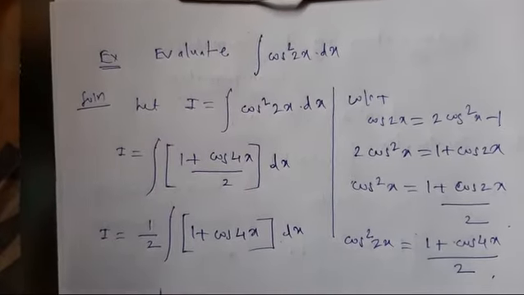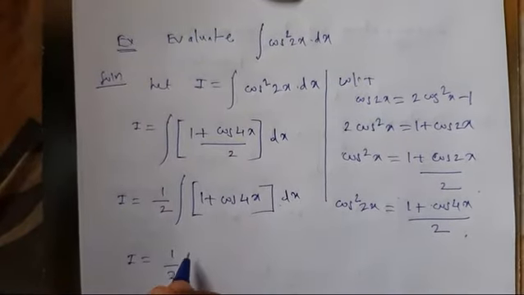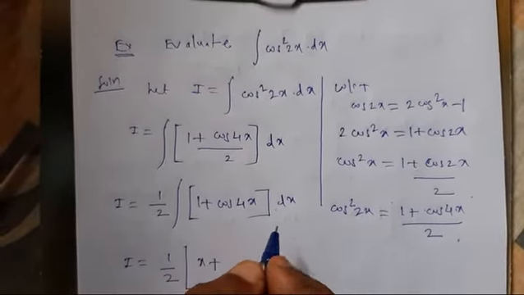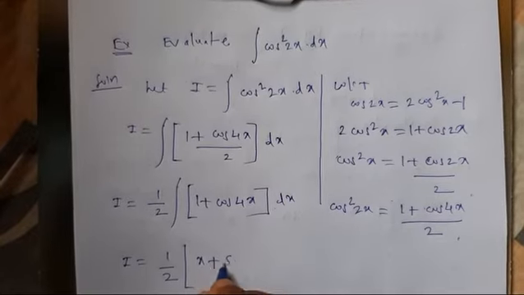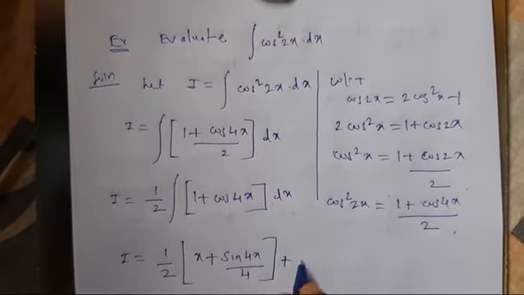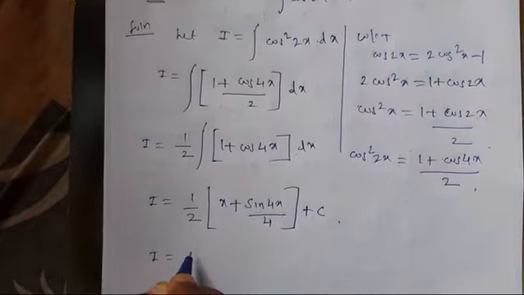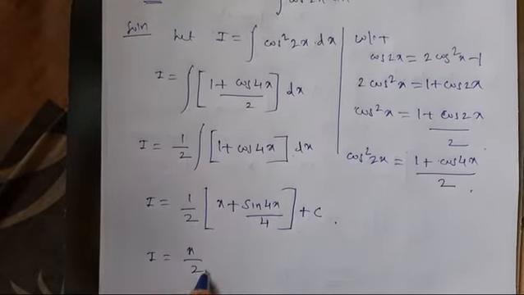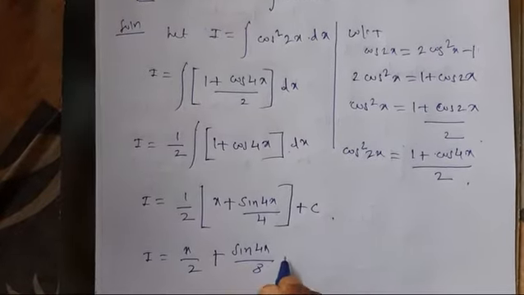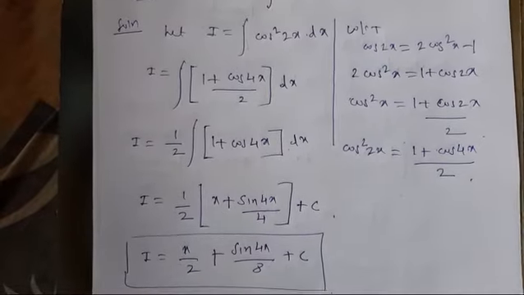So therefore I equal to 1 upon 2 into integration of 1 is x, integration of cos 4x is sine 4x upon 4, plus some integration constant c. Therefore I equal to x upon 2 plus sine 4x upon 8 plus c. This is the required answer.